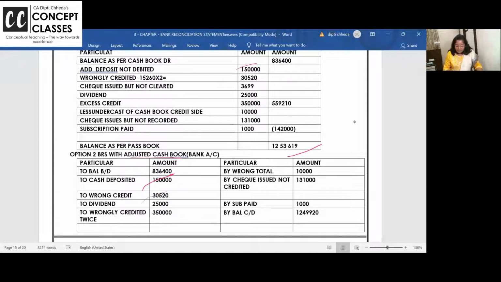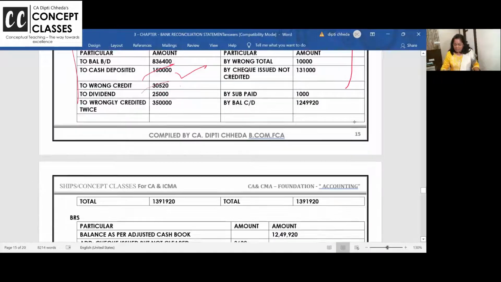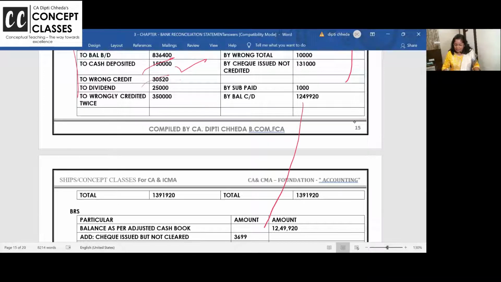Wrong credit, nullify. So rectify the mistakes in your book only, in T format account only, and if any entry is not recorded like this one, record it. If it is recorded by mistake, credit, now debit. So do all the adjustments from our side, you will get the closing balance.